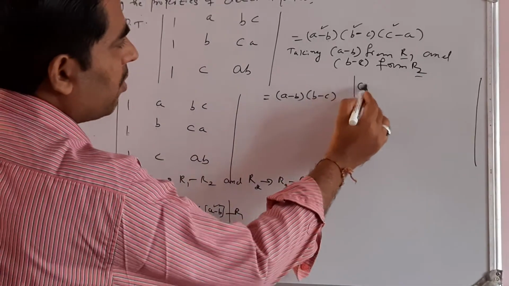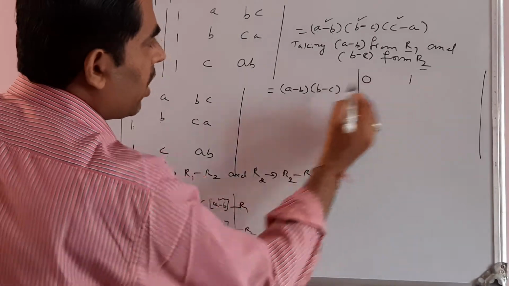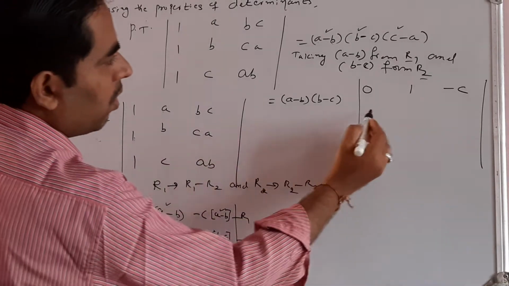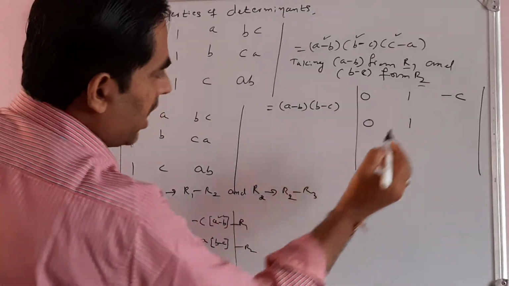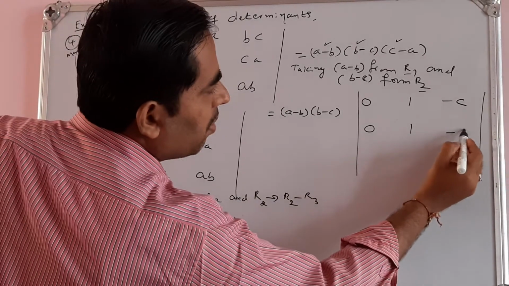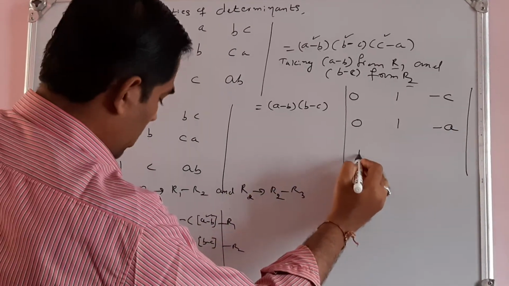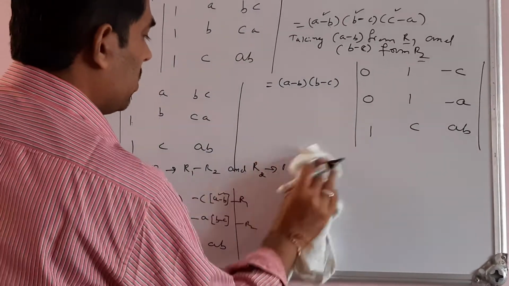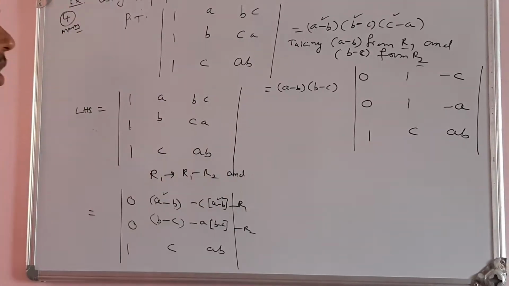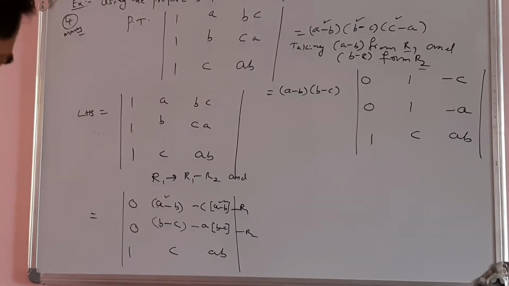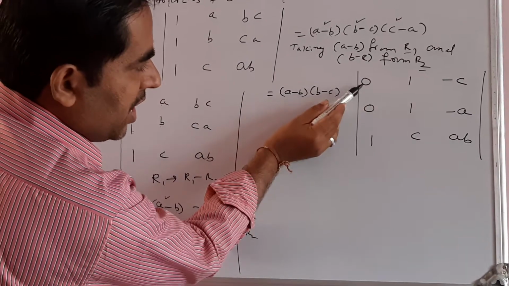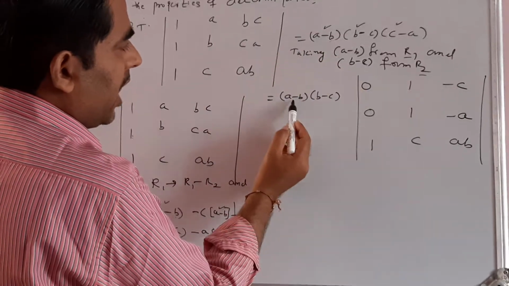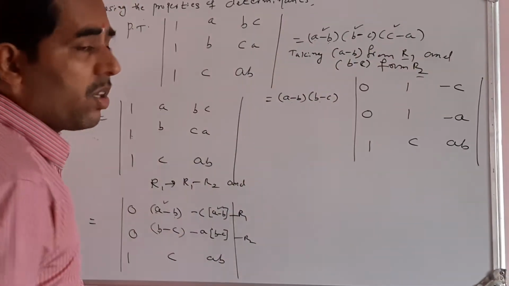The first element is 0. A minus B is outside, so I will get 1. Then minus C, so the last element is minus C. Similarly, second row, 0. Then B minus C is outside, get 1 here. Then minus A, C minus A. Then the third row remains the same: 1, C, A, B. So we can check the elements which are left here: 0, 0, 1, 1. I got A minus B and B minus C. So one factor remaining here, C minus A.